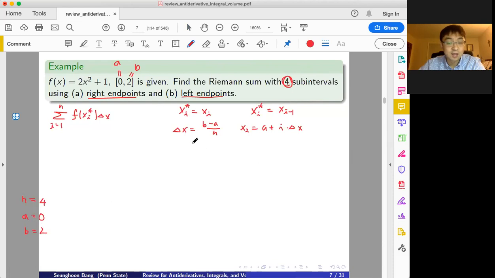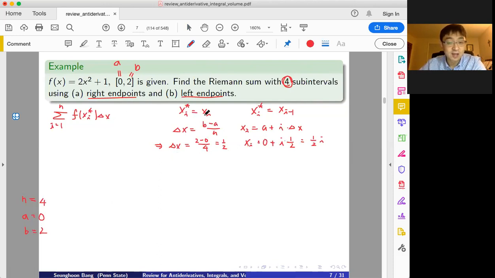So this one is exactly from here. Delta x equals, what's b? b equals 2, a is 0, n equals 4. We have 2 minus 0 over 4. The answer is 1 over 2. What's xi? We have a plus i times delta x. a is 0, plus i times delta x, which is 1 over 2. So we have 1 over 2 i. This is xi.